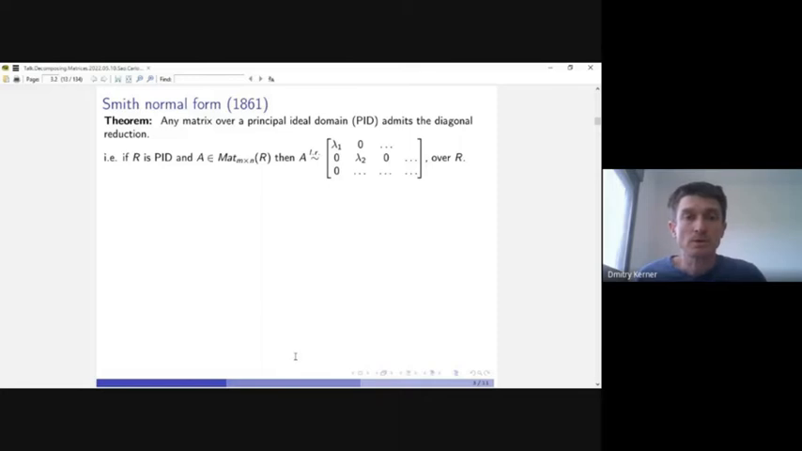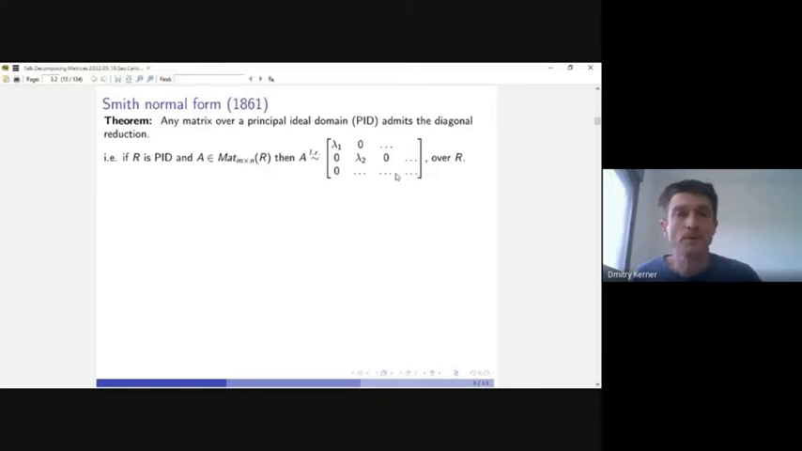Yes, so explicitly, if the ring is a principal ideal domain, I will give examples in a moment, and we have some matrix over this ring, then by multiplication on the left and on the right, we can bring the matrix to a diagonal. Now the matrix is not necessarily square, it is rectangular, so maybe there are more columns than rows, then we will have columns of zeros.